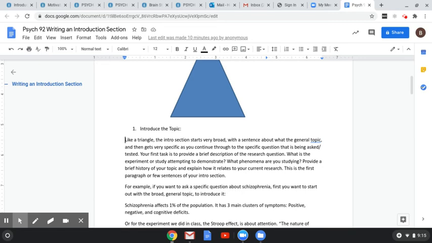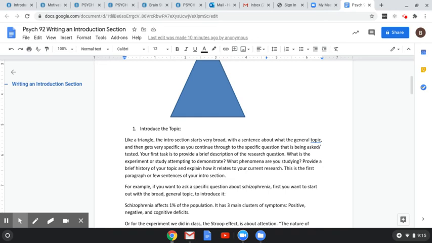What is the experiment or study attempting to demonstrate? What phenomena are you studying? So you're providing a brief history of your topic and explaining how it relates to your current research. So this is the first paragraph or first few sentences of your introduction section.